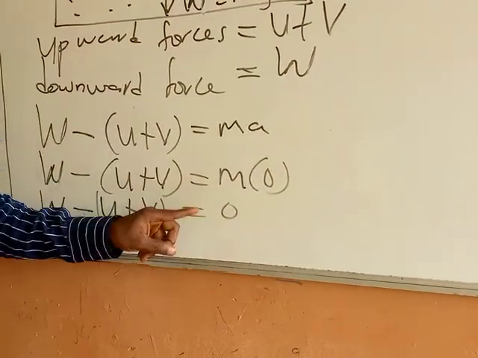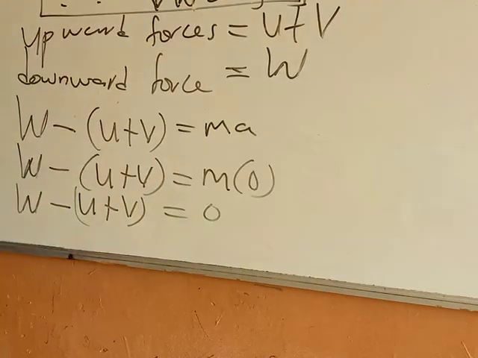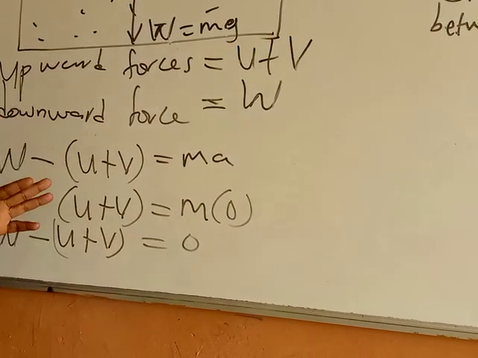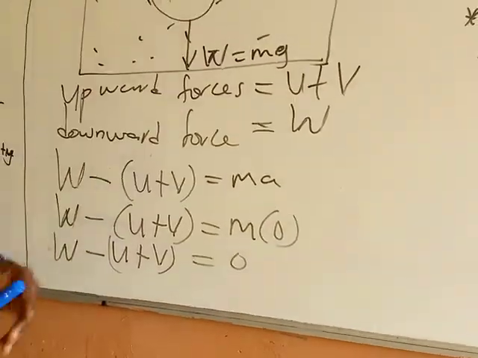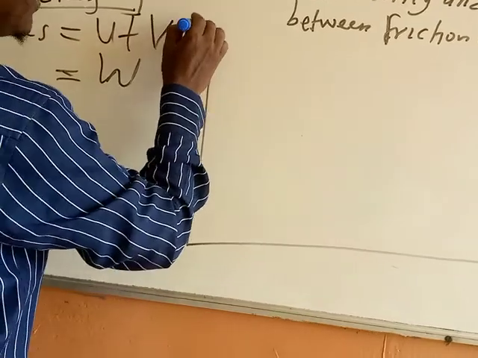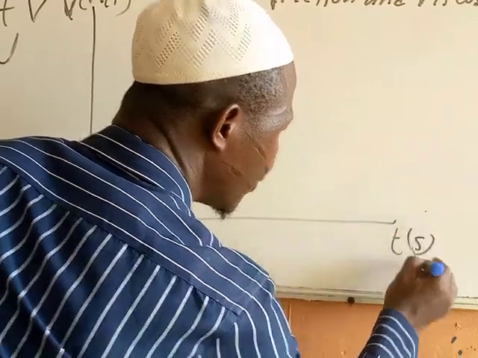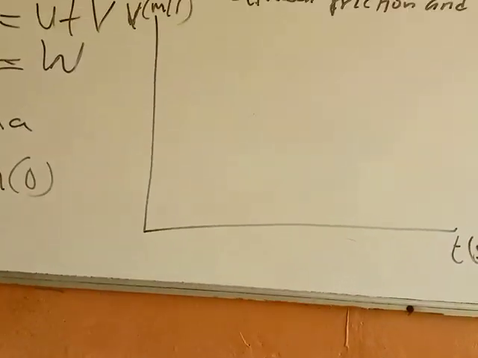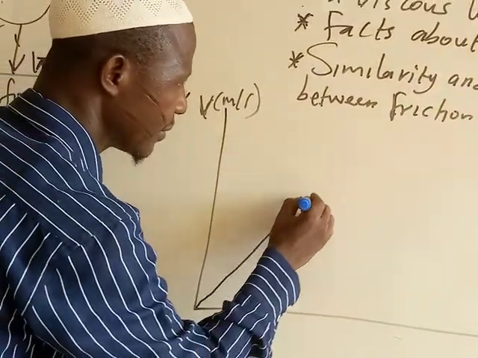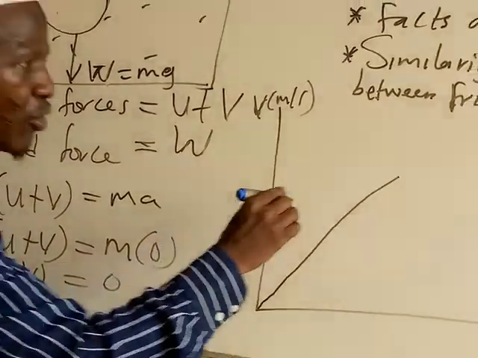Acceleration is equal to 0, then the net force, that is the addition of upward and downward forces, is equal to 0 as well. Now let's see the nature of the graph. When we plot the graph of velocity of that body against time, we have this. This is v, velocity in meters per second, while this axis is time in seconds. So at the initial stage, when velocity is increasing, we are going to have the nature of the graph like this. But when you get a stage when velocity remains constant, it will move like this.